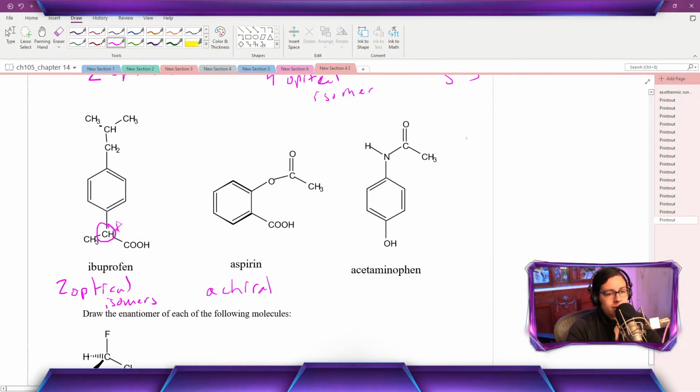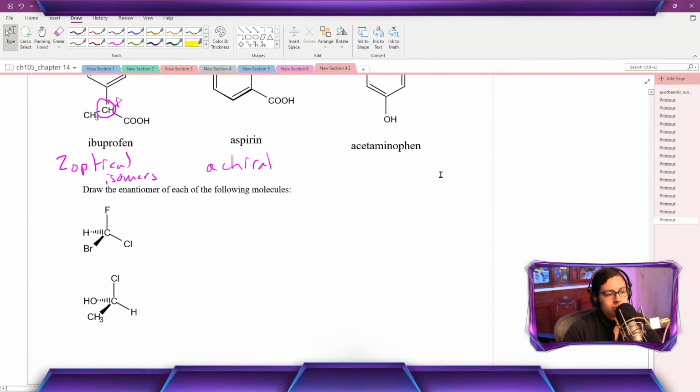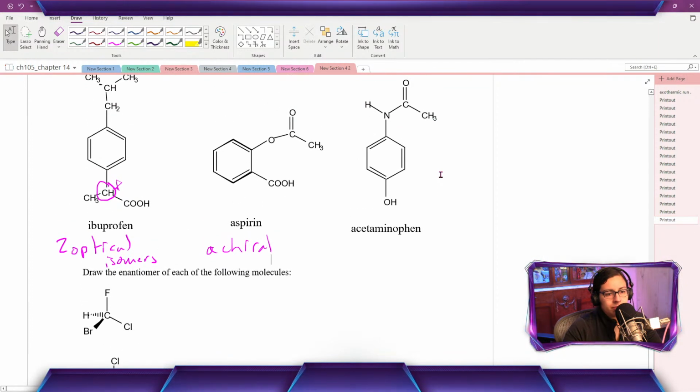And then acetaminophen. Any chiral centers? And so this is also achiral.